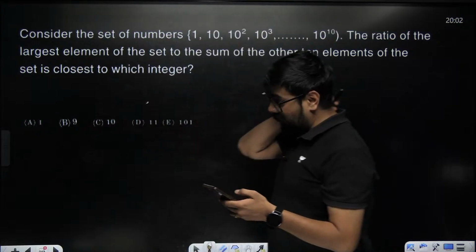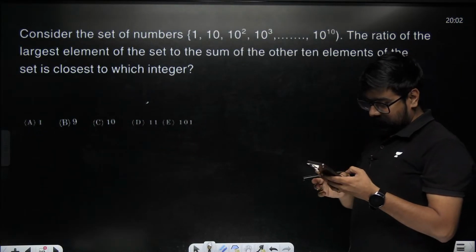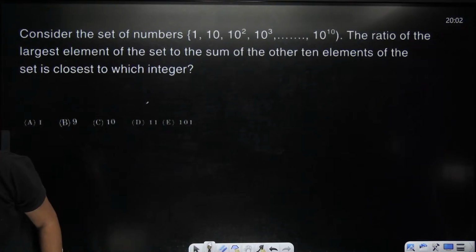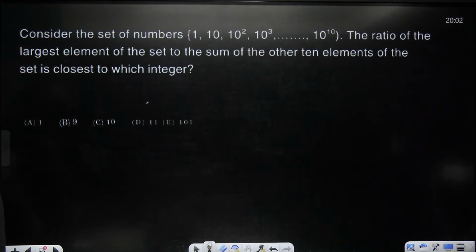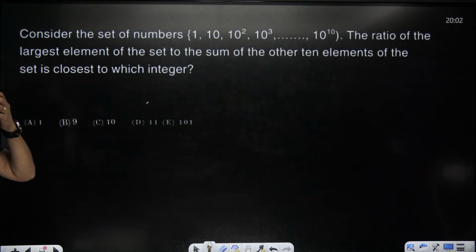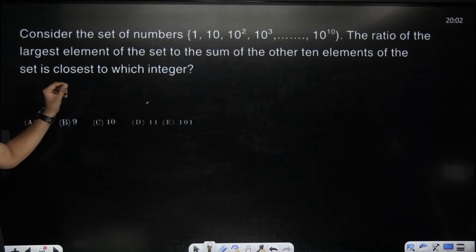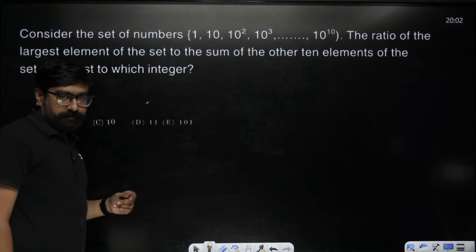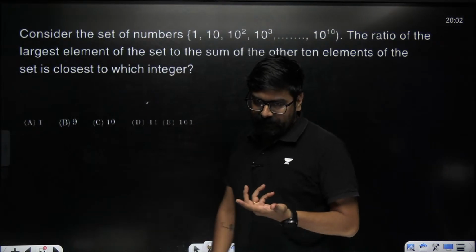Next. Read this question. Consider the set of numbers 1, 10, 10 square, 10 cube, up to 10 to the power 10. The ratio of the largest element of the set to the sum of the other 10 elements of the set is closest to which integer? GP question, straight away, right?